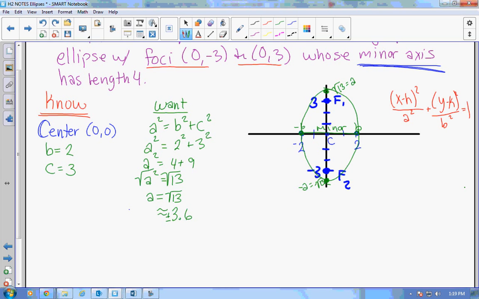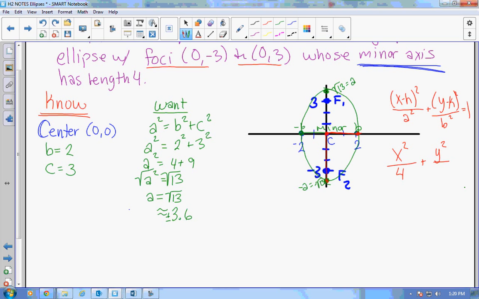So in our equation, h and k are the center, and the center is 0. So do we need to put x minus 0 and y minus 0? No. So it's just x squared over, and look at the x-axis. What's the semi-minor's length? Semi-minor's length is 2, but it'll be squared. So we write 4 plus y squared. The semi-major's length was root 13.